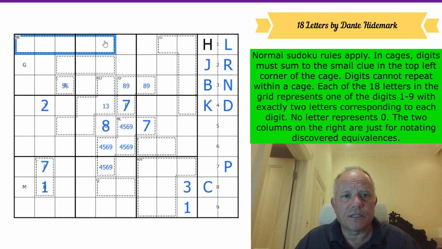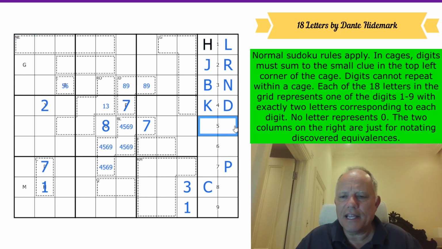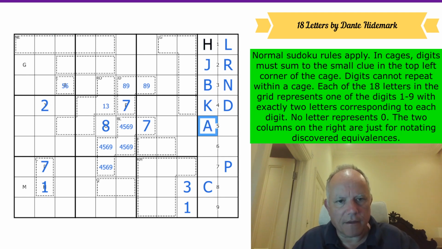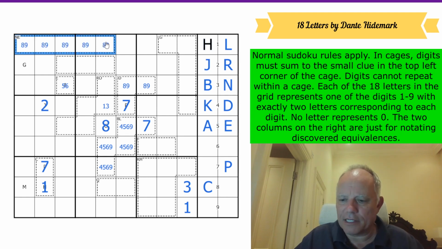Ah, this is 30-something above 4. It's got to be 35. So A and E are 5s. I should have spotted that. Okay, I have spotted it now. A and E. That's a 35. That's 9, 8, 7, 6, 5. This one can't be 8.